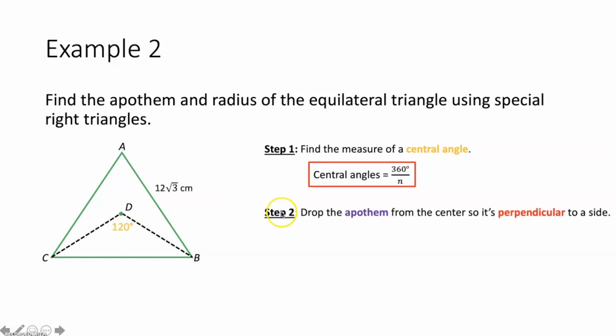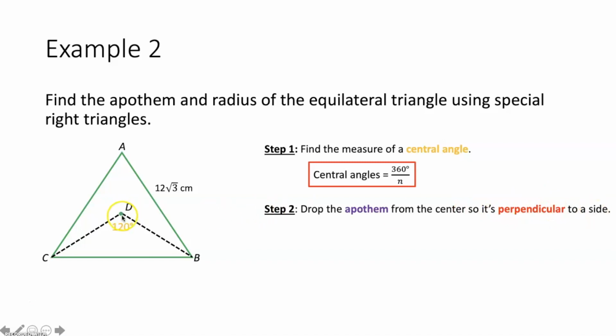The next step is for you to drop an apothem going from the center of your regular polygon so that it's perpendicular to one of the sides. So I'm going to draw an apothem going from point D so that it's perpendicular to this side over here, segment CB. Now that I've created my apothem, there are 2 things I want you to note.